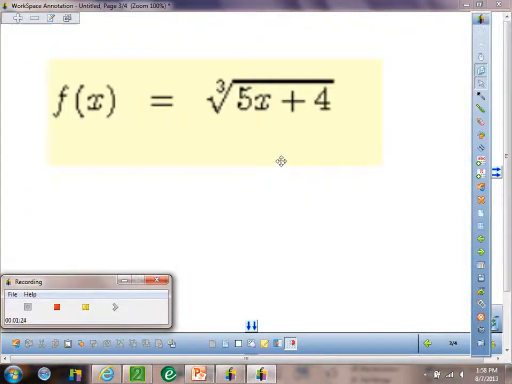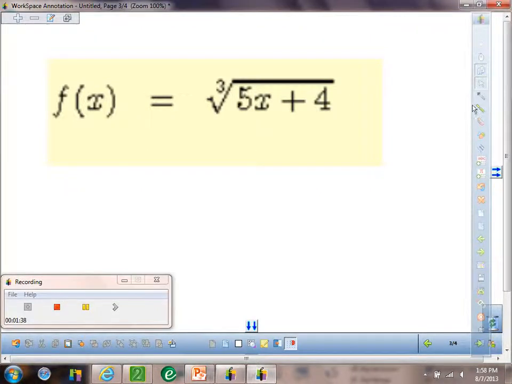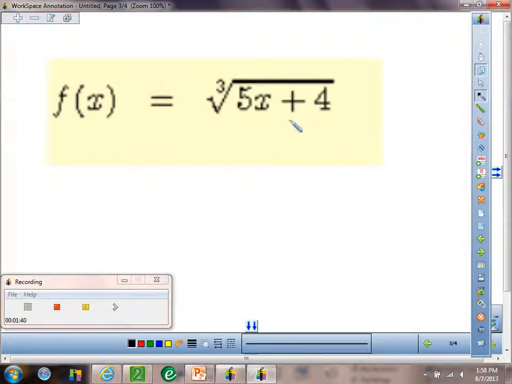Now with this one, we're still looking at domain. Let's talk through this one. Before we had a square root. Underneath a square root we can't have a negative, but underneath a cubed root we can. So for this one, this would be all real numbers. X is not limited by anything. So it'd be from negative infinity to positive infinity. That would be the domain of this one.